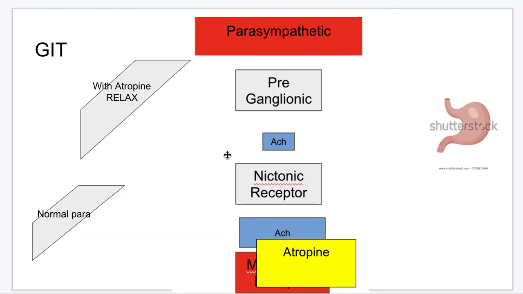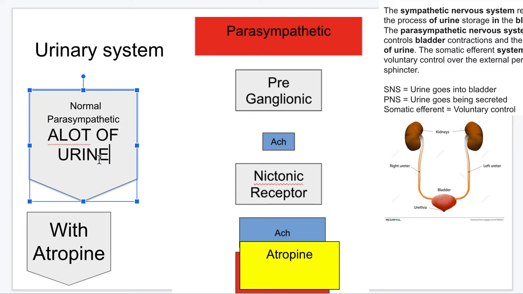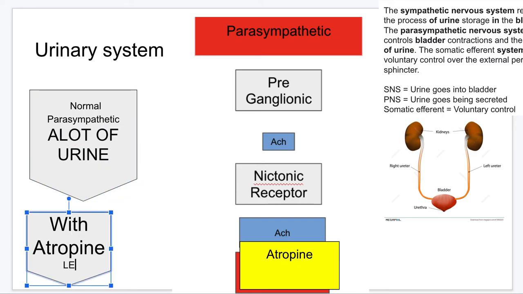For the GIT system, again, it is the sympathetic system. The sympathetic nervous system always relaxes the GIT. So you can imagine with the normal parasympathetic nervous system, it's not relaxed, it's tense. Over here it is relaxed. For the urinary system, with the sympathetic nervous system the urine goes into the bladder, and urine is going to be secreted by the parasympathetic nervous system. So with the parasympathetic system, you can imagine a lot of urine. But with atropine, there's going to be less urine because, again, it's the sympathetic nervous system.